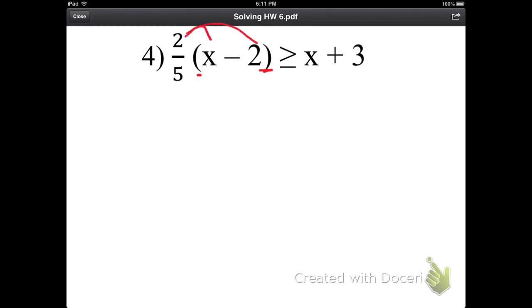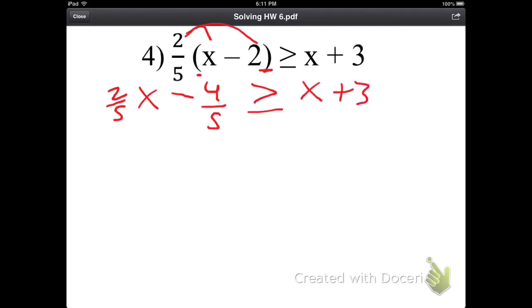2/5 times x is 2/5 x. Okay, 2/5 times 2. Well, if you've got 2/5 and you double your number of fifths, you're going to get 4/5. Okay, and on the right side, we've got x plus 3. I still need to decide which side I want my x on. Here, I'm going to pick the left side.